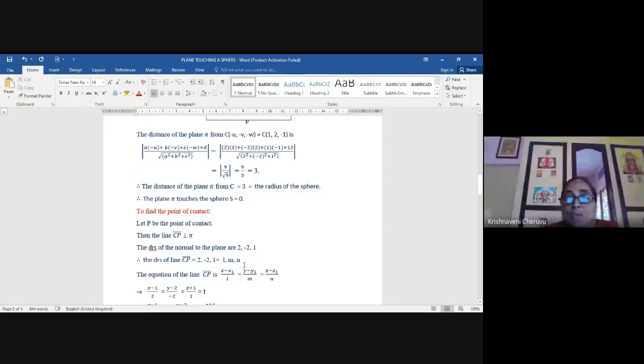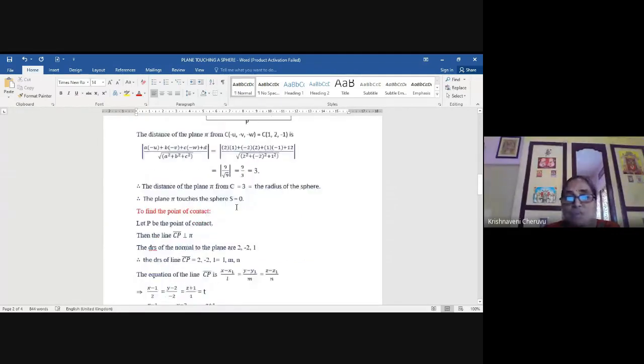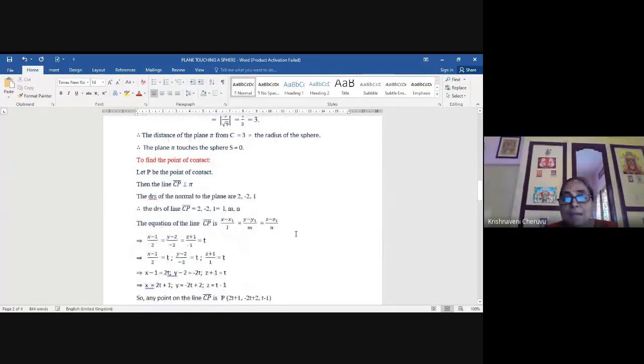Now to find the equation of the line CP, you need a point through which it is passing and also its DRs. Already you know C, that point, and line CP is passing through C, and moreover you got the DRs of CP. So equation of the line CP I'm finding out.